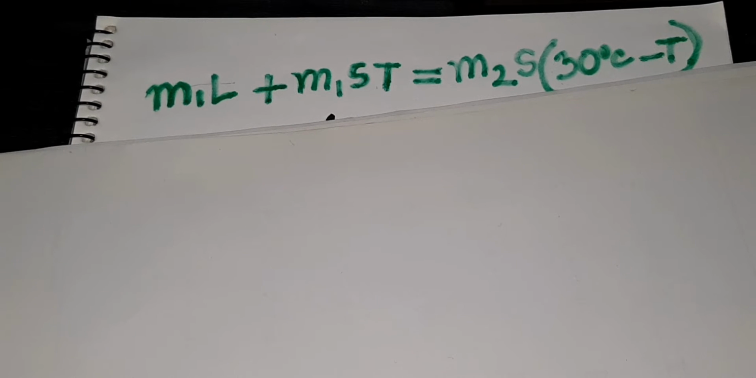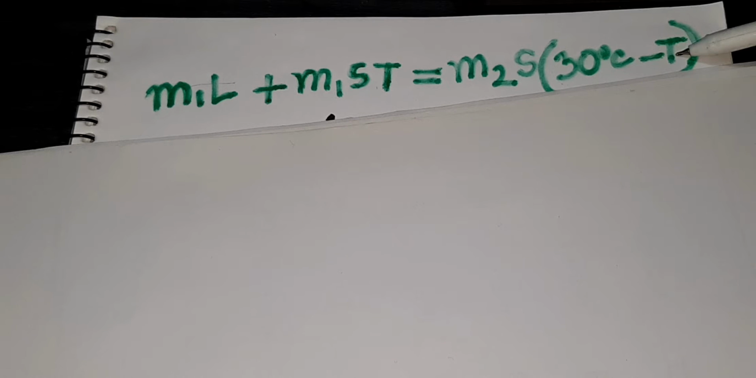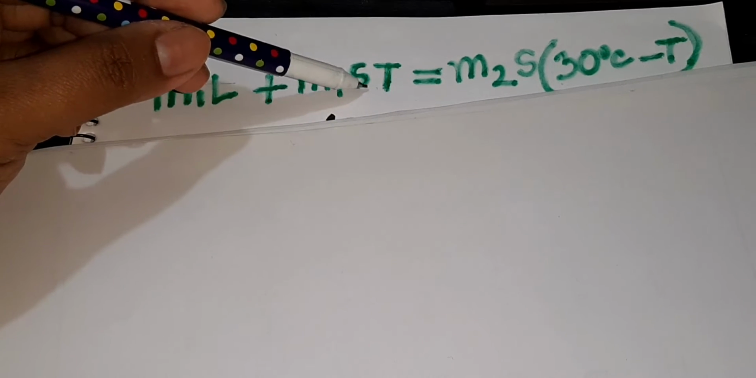m2 is the mass of 1 liter water, times specific heat, times 30 degrees Celsius minus the final temperature. That is the equation, and the two sides must be equal. So we just calculate it. You just multiply out this bracket. First we do the first bracket work, and then we will figure out the temperature. The only unknown we need to figure out is T.